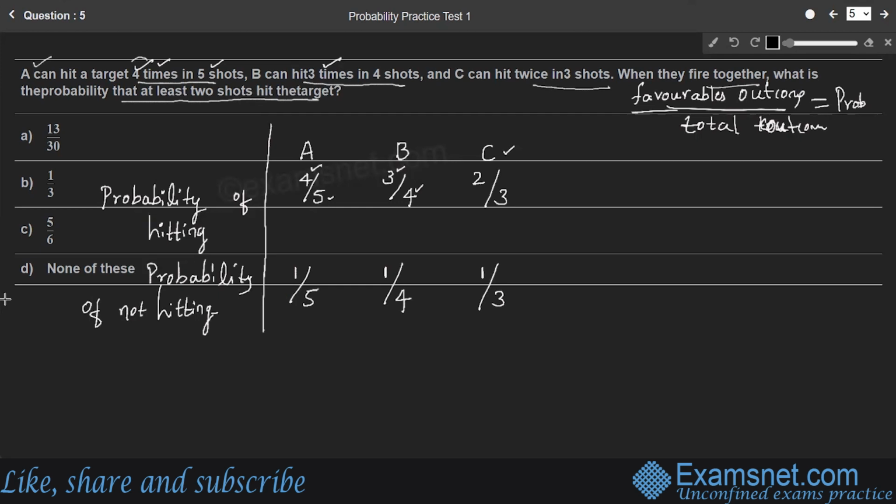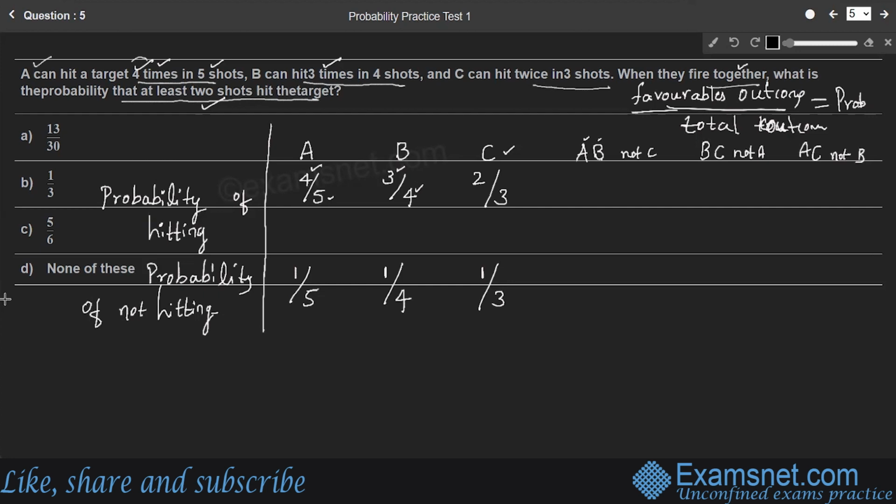So here, coming back to the question: if they fire together, what is the probability that at least 2 shots hit the target? At least 2 shots means there are 3 cases. In the first case, A and B hit the target, not C, so that at least 2 persons hit the target. In the second case, B and C hit the target, not A. And in the third case, A and C hit the target, not B.